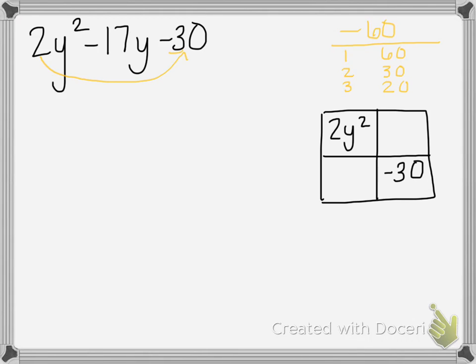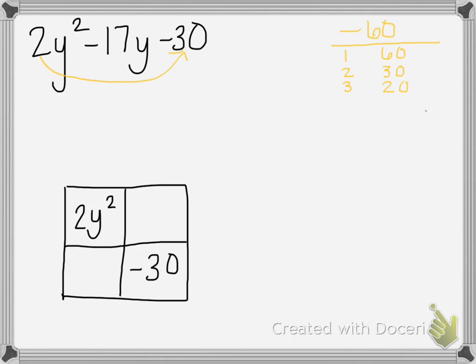I'm going to have to move that box. Okay, we have 4 and 15. We have 5 and 12. We have 6 and 10. 7 does not divide 60. 8 does not divide 60. 9 does not divide 60. 10 does, but we already have it listed here.